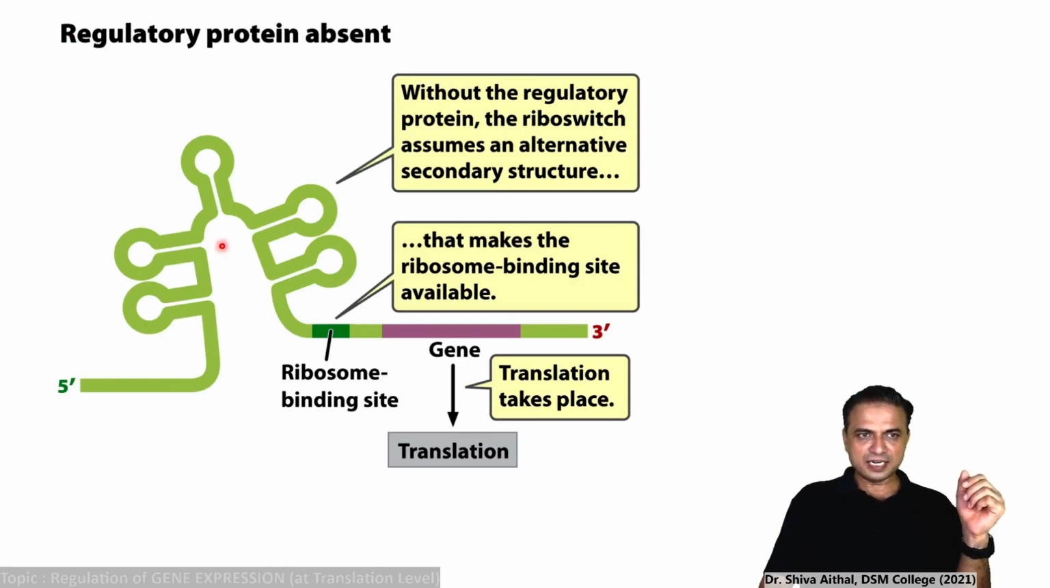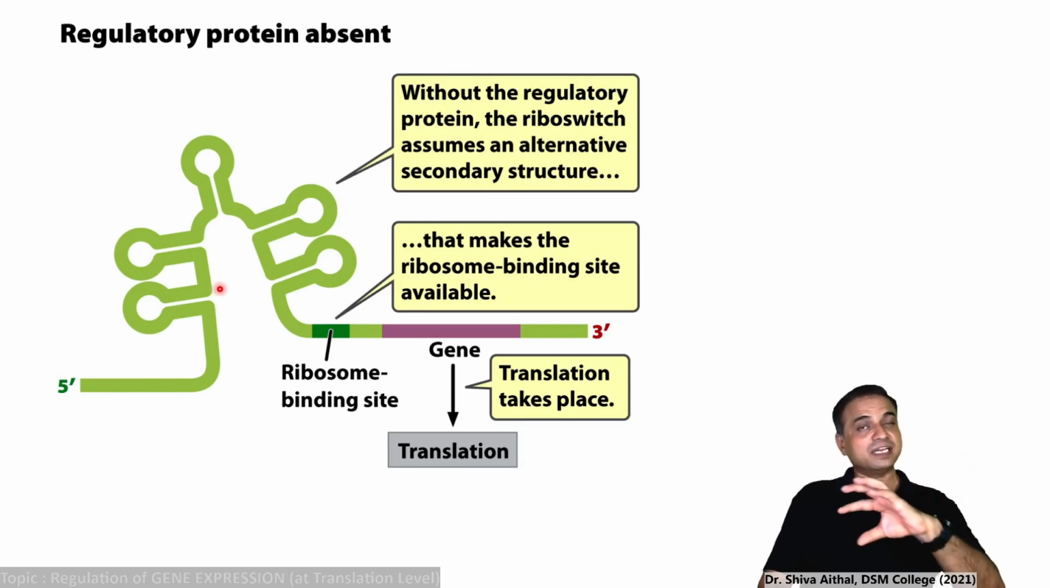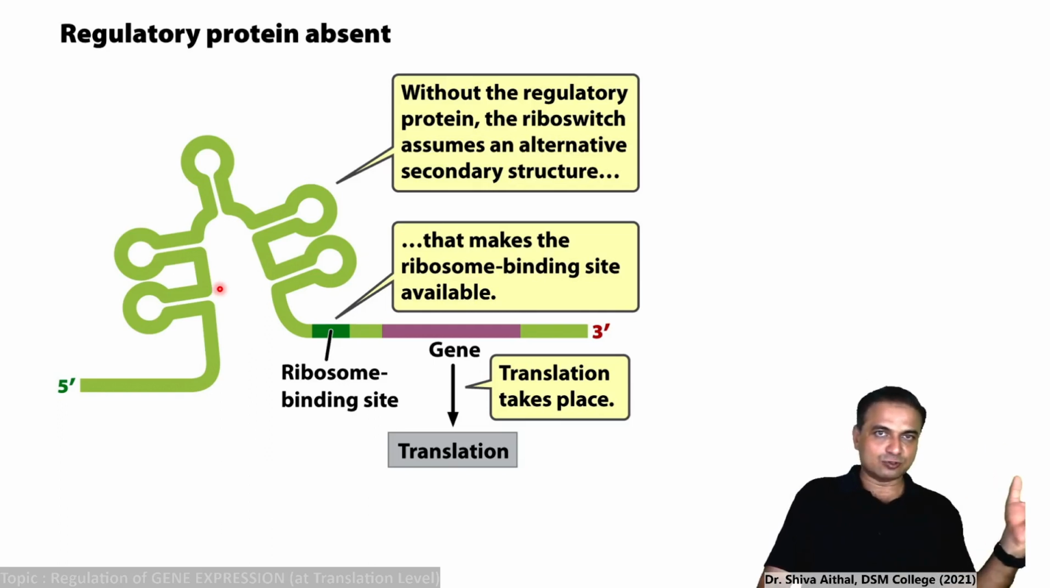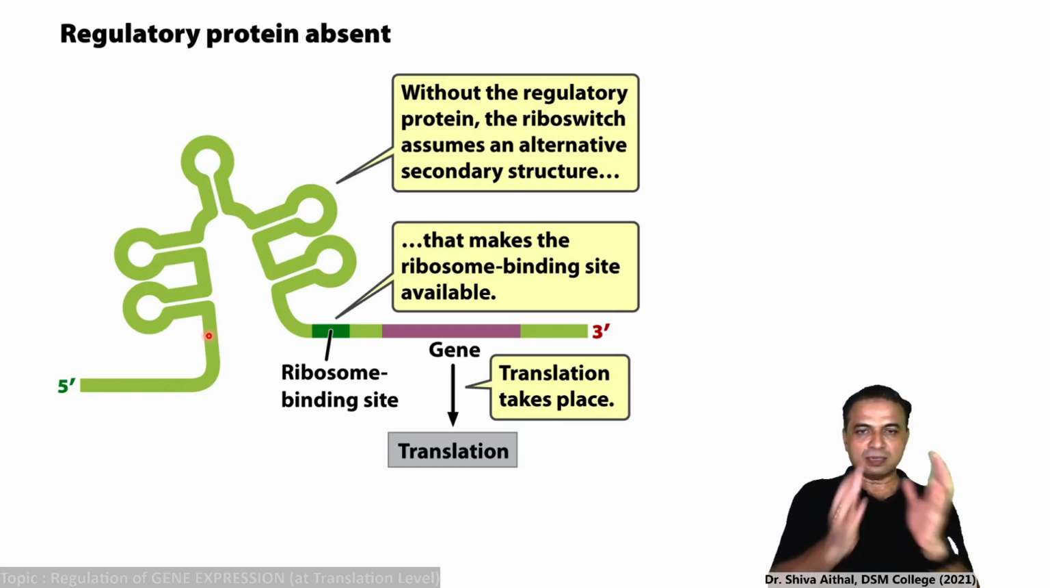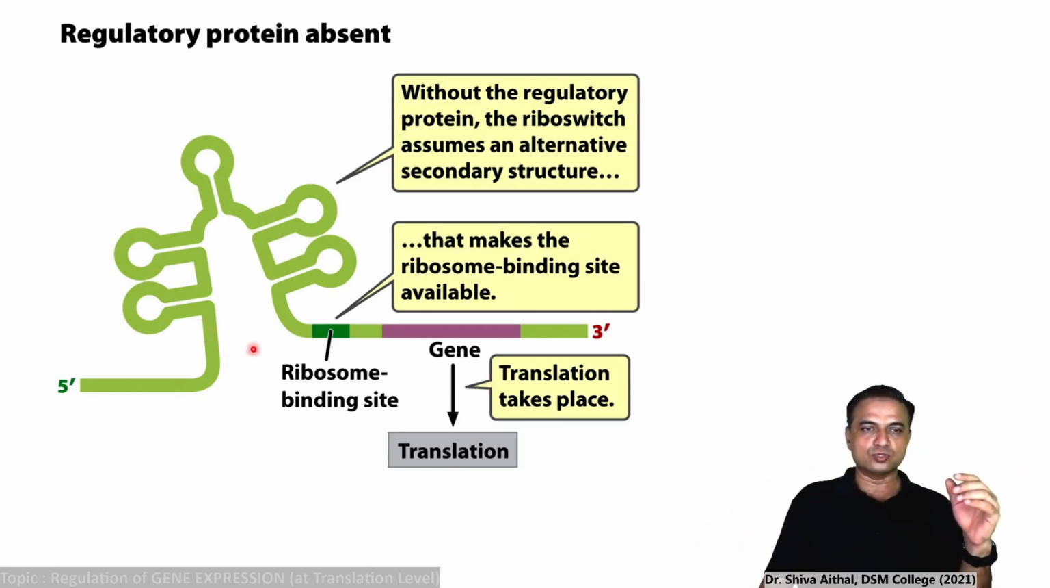When the regulatory protein is absent, the riboswitch takes the shape of an alternative structure, another structure, and it just expands. You can see the ribosome binding site is free. The ribosome will bind, that is, without the ligand or the repressor protein, and translation takes place. So this is the beauty of the riboswitches.